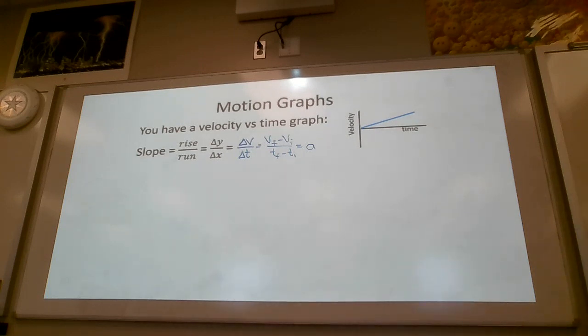This is the same relationship that we had between position versus time graph and a velocity versus time graph. The slope of a position versus time graph tells us the value of velocity. The slope of a velocity versus time graph tells us the value of acceleration. It's the exact same relationship. It's just different measurements relating. Okay? Good with that?